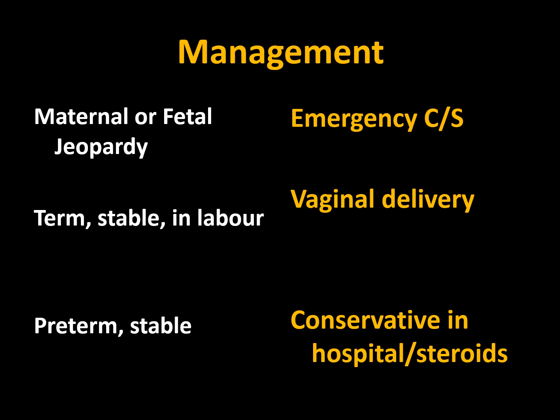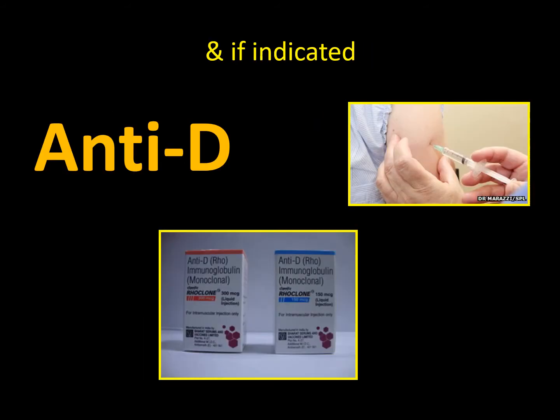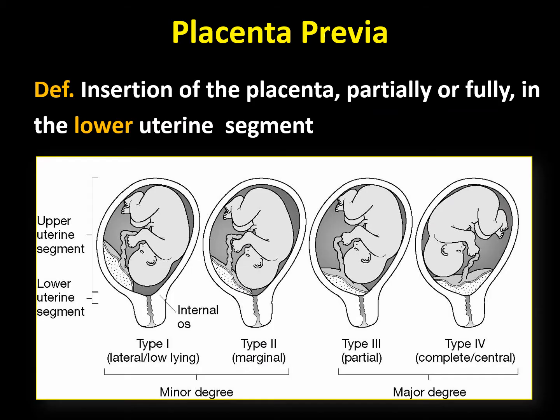So, our target with abruption is to deliver vaginally if possible. We do emergency cesarean section if there is evidence of maternal or fetal stress. Otherwise, our target is vaginal delivery. At term, allow vaginal delivery. Preterm, stable, admission. Whenever women present with antepartum hemorrhage, admit to the hospital for observation, even with minimal bleeding. Give steroids to stimulate fetal lung maturity and manage accordingly. Anti-D if Rh negative, and the dose will be as per the Kleihauer test.